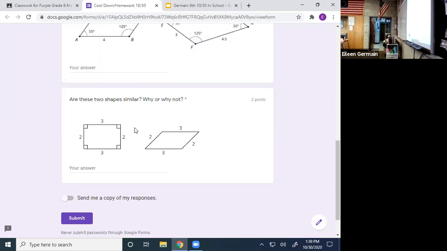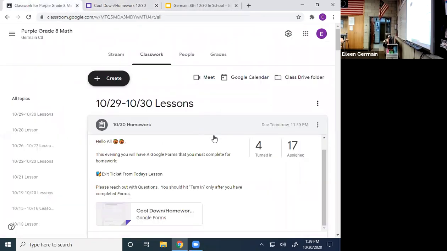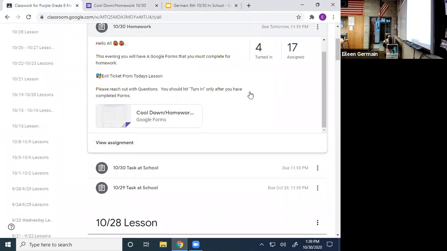Okay? Turn this slide in? Yep, and then once you finish, you can turn the slides in for today. And then once you finish the cool down, you can go in and hit turn in on the cool down, okay?